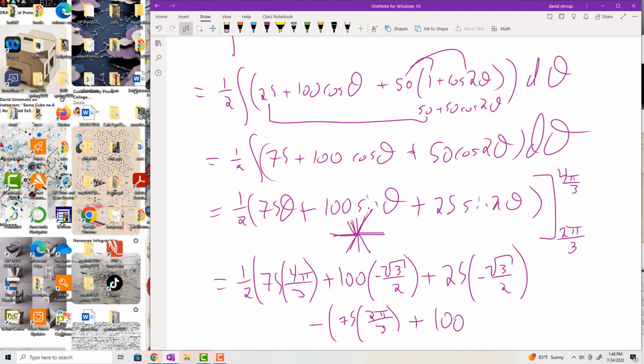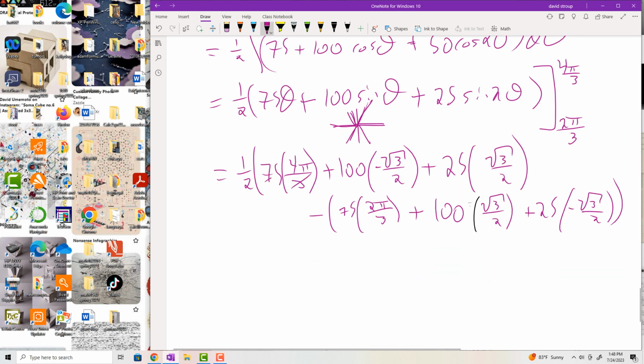2 pi over 3 is in the second quadrant. Sine's positive over there, folks. Why did I do that? 8 pi, so 6, 7, 8, sine is positive in that. Okay, so then this is 2 pi over √3 over 2, and then plus 25 times 4 pi over 3, 1, 2, 3, 4, that's negative √3 over 2, I believe.